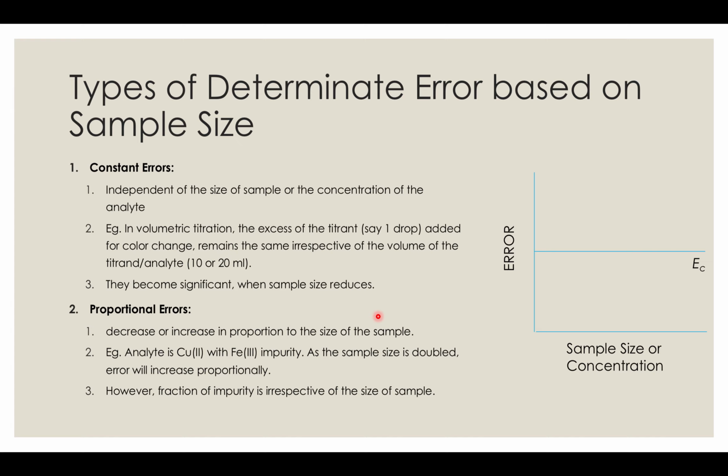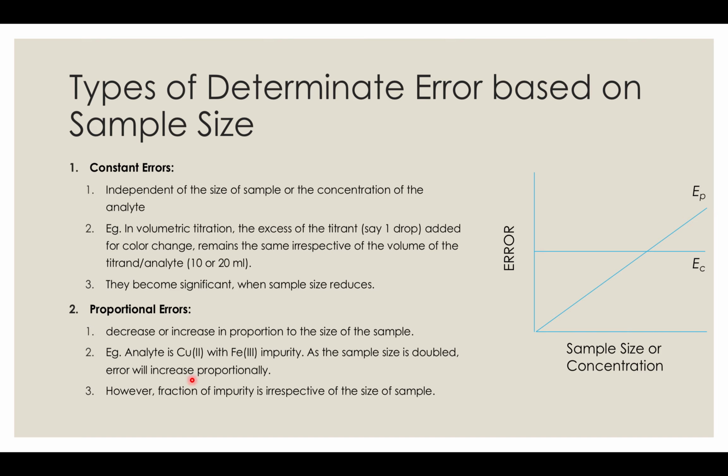The second type of error is the proportional error. These decrease or increase in proportion to the size of the sample. So that means this is dependent on the size of the sample. That is what you see here in the curve. This is the proportional error. You see that as the sample size is increasing, you have an increase in the graph.